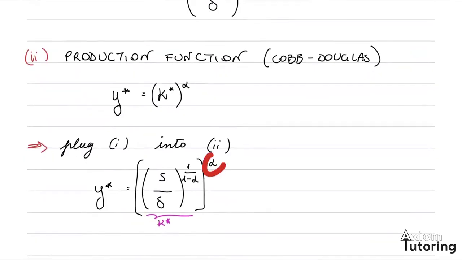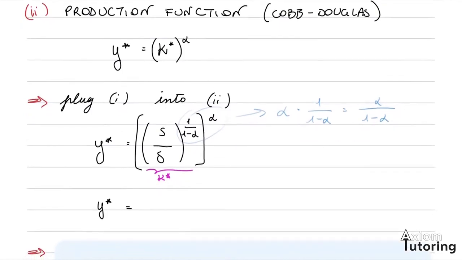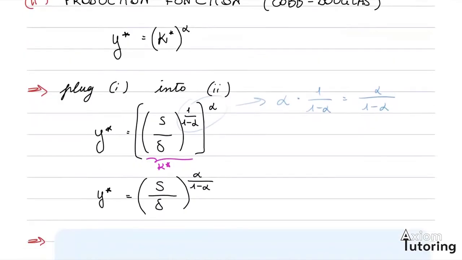Now, what do we do when we elevate a power to another power? So we multiply them according to the law of indices. So we need to do alpha times 1 over 1 minus alpha, which is going to give us alpha over 1 minus alpha. So this is to say that our steady state level of output per worker is going to be savings rate over depreciation rate, everything to the power of alpha over 1 minus alpha. And this is our key equation.